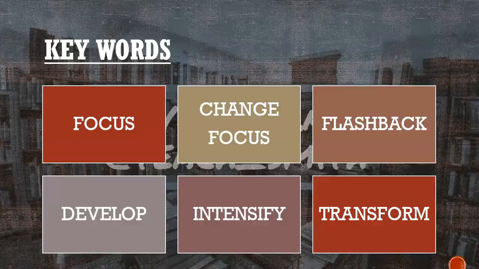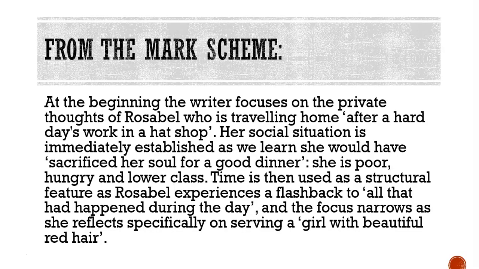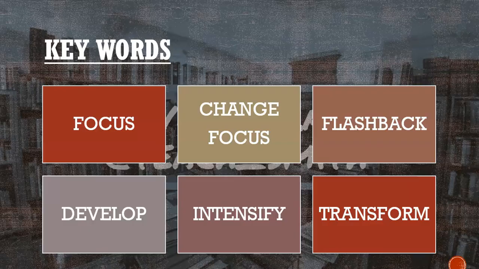How can you use these words? Well, from the mark scheme, this is a section of text, and I just want to pick out a few things for you. At the beginning, the writer focuses on... Why does he focus on the private thoughts of Rosabel? Her social situation, her working class situation is immediately established. Then a flashback, and the focus narrows to the girl with beautiful red hair. Why? Because that's the source of her anger, that's the source of her frustration. It's a different sort of language that you need to use for question 3. Instead of simile, metaphor, alliterations, sibilant, etc., you need to use these words instead.